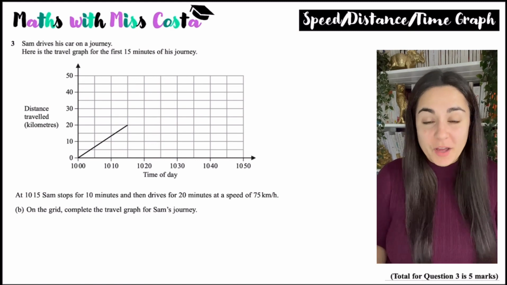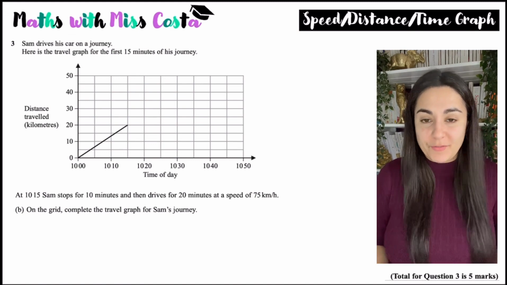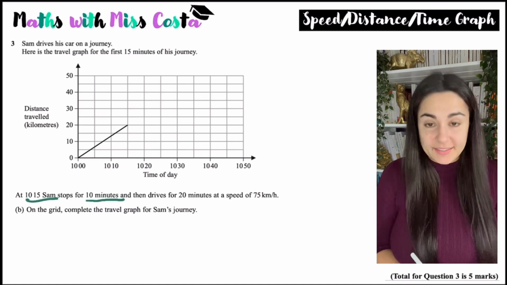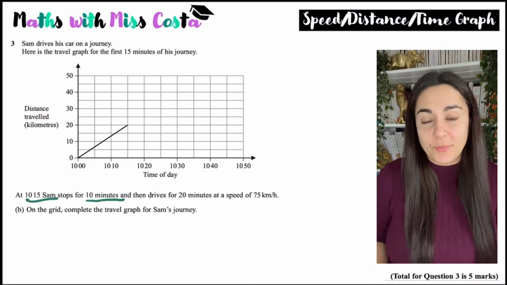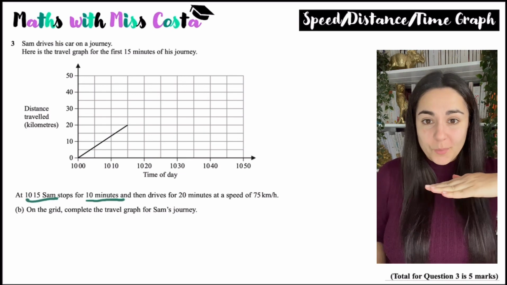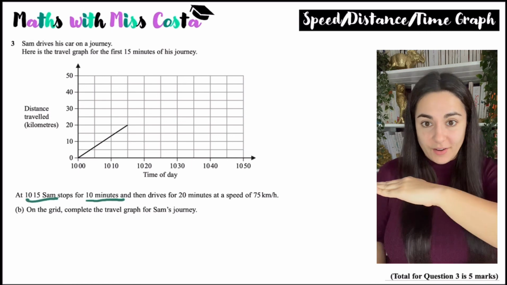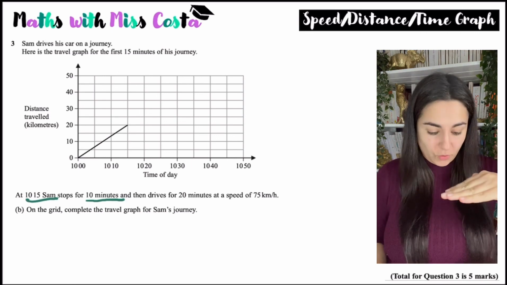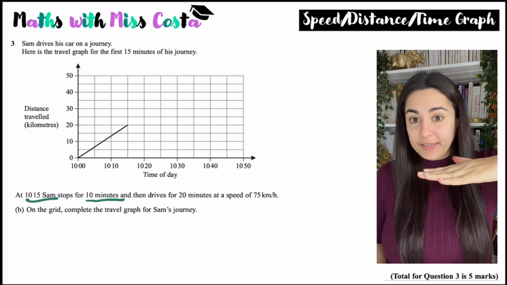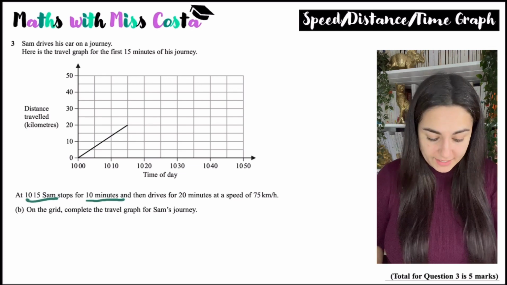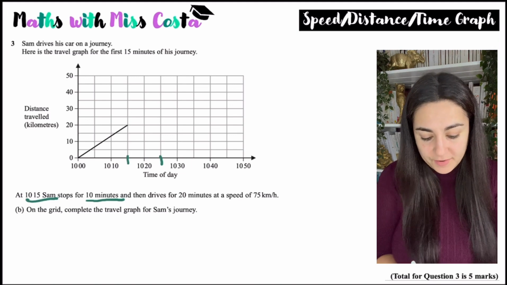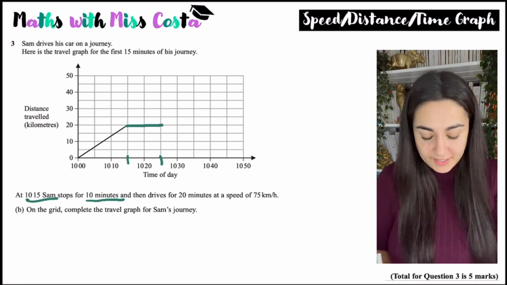Okay, and for the next part of the question, we're just completing the rest of the travel graph. So we're told that at 10:15, Sam stops for 10 minutes. Okay, so on a speed distance time graph, whenever an object is stationary, so whenever a car has stopped, it's represented by a flat line because the car isn't moving, it's not increasing in distance. So as the time goes by, there is no distance increase, it's just a flat line. So at 10:15, that's over here, for 10 minutes, that would take us to 10:25. We want to just draw a flat line.